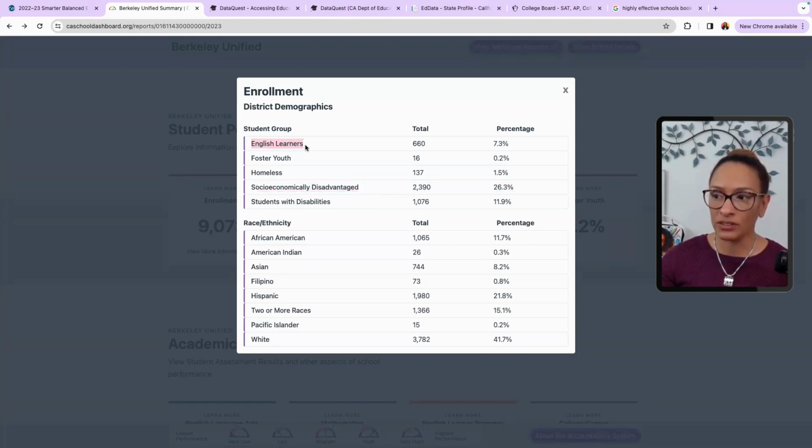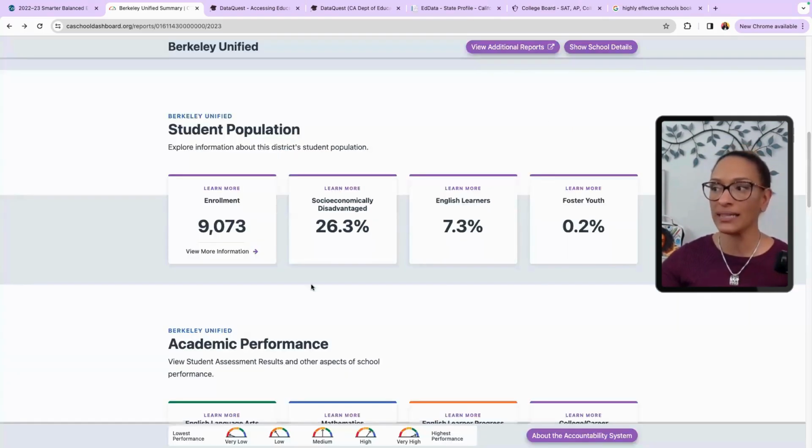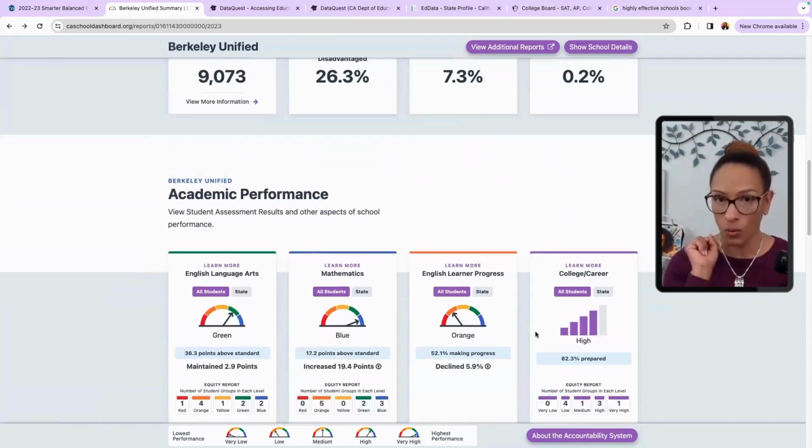These groups right here, SED or socioeconomically disadvantaged, English learner, and foster youth are considered our unduplicated pupil population, meaning if they're in any of those groups, they're only counted once. Then you have homeless and students with disability, and then you have race and ethnicity here. It gives you the total population, and then it gives you the percentages of each group. Then it gives you these three groups, which are, again, unduplicated pupil population, meaning if a student is socioeconomically disadvantaged and English learner and foster youth, they're only going to be counted once.